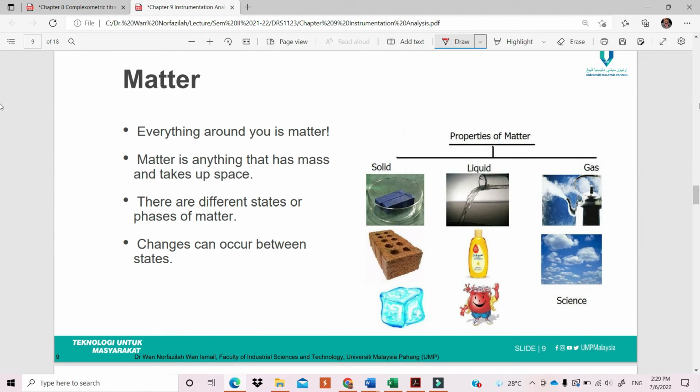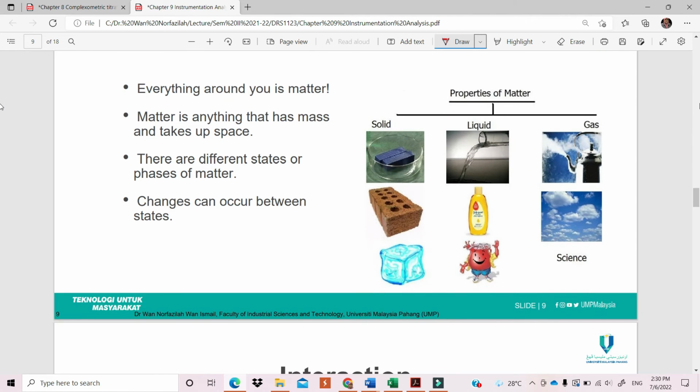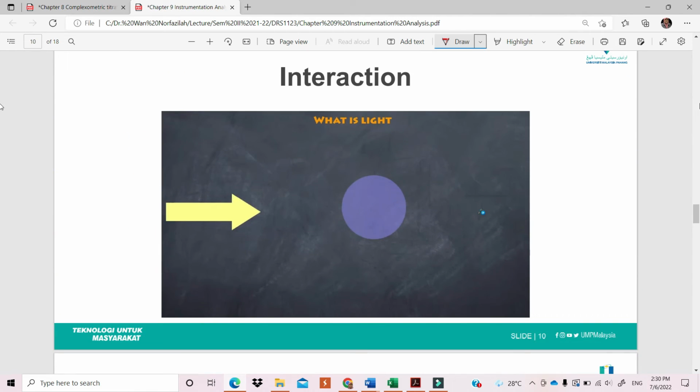And then matter, just now I said everything around you is matter. So matter is anything that has mass and takes up space. There are different states or phases of matter. It can be solid, liquid or gas. So changes can occur between these states. Solid can become liquid, liquid can become gas, right? So that is matter. So let's look at the interaction between the light and the matter.